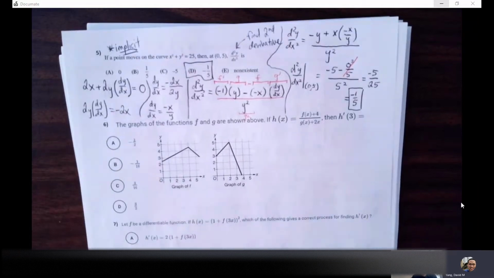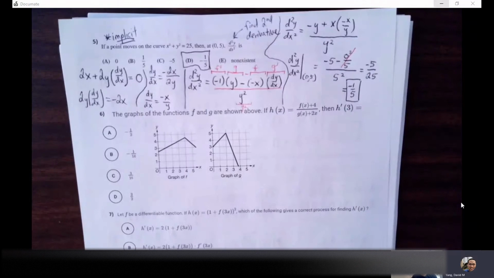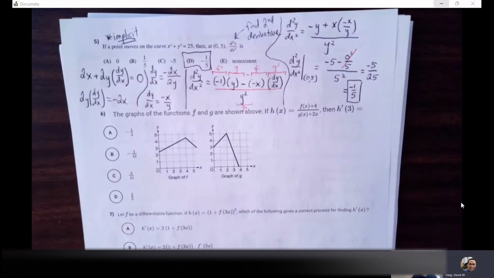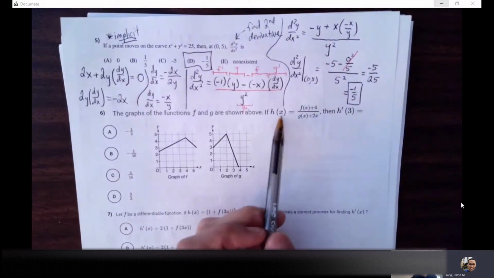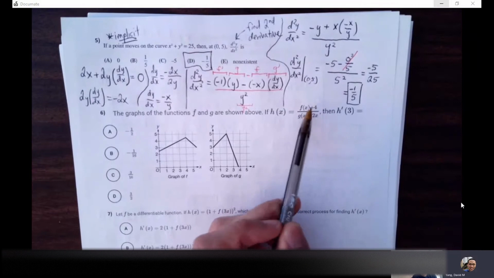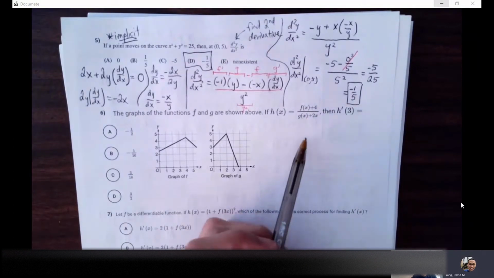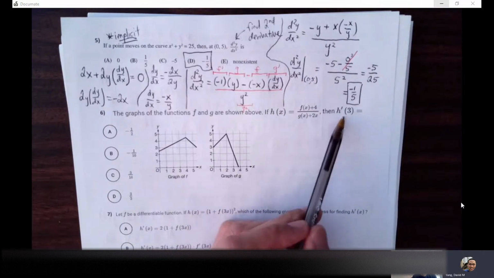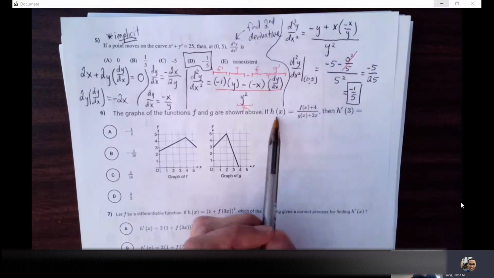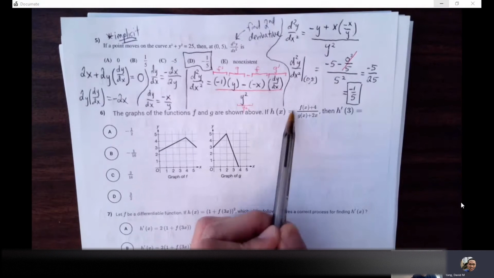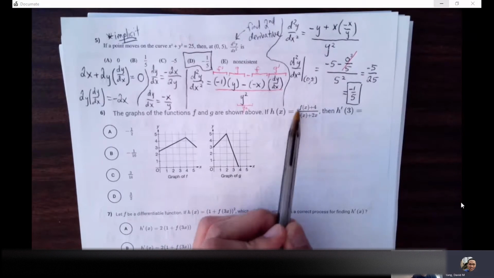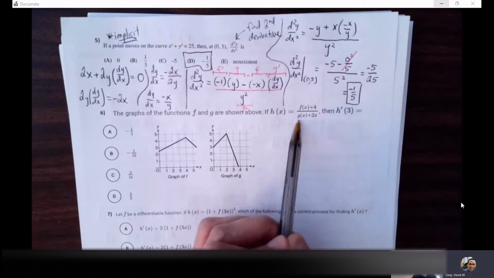All right, number 6. We have the graphs of functions f and g shown. h is defined as this numerator portion divided by this denominator portion, and it's asking for h prime of 3. So before we can find h prime of 3, we need to find h prime of x. To find h prime of x, we see that we have numerator and denominator involved. We're going to have to go through quotient rule.